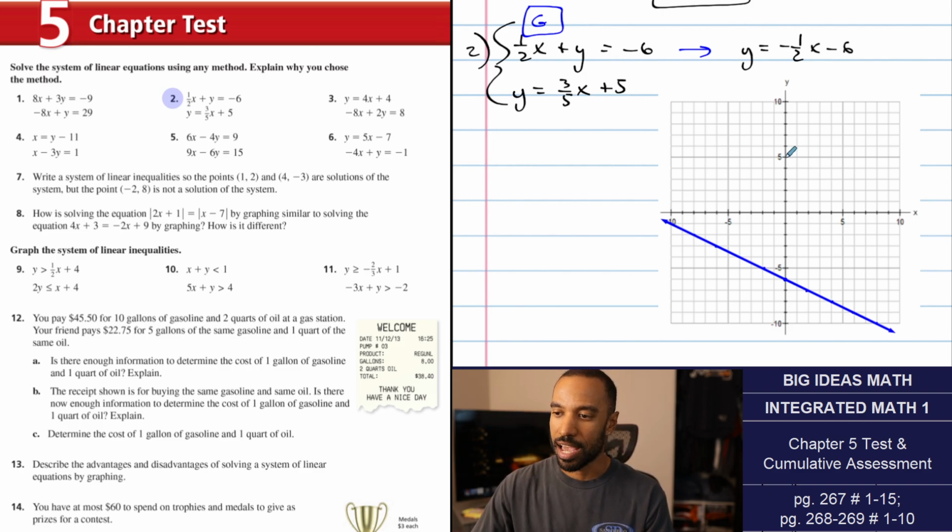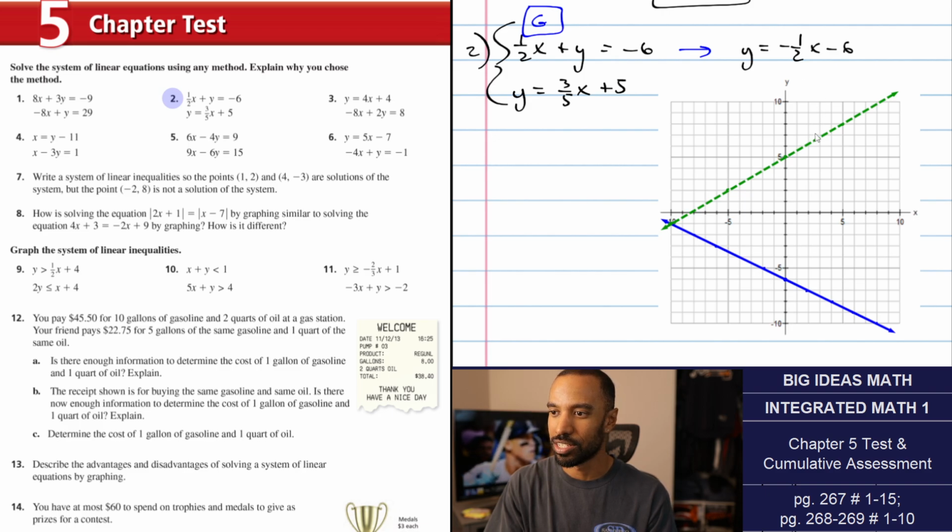All right, 3/5 x plus 5. So up 3, right 5, sure, but down 3, left 5. Will it hit? Yeah, I think right there. Boom. I think that's where we actually hit this one. So the ordered pair here is negative 10 for x, negative 1 for y. So there's my solving by graphing for this one.